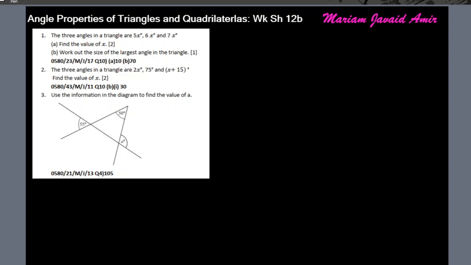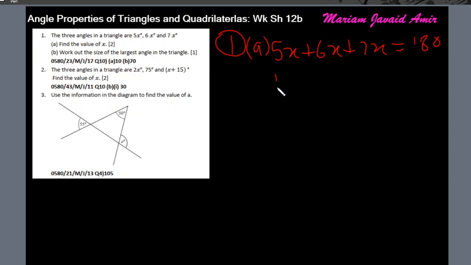So we know from a couple of years ago that the sum of all angles in a triangle equals 180. So we add these angles and set the sum equal to 180. This becomes 18x, since 7 plus 6 plus 5 gives us 18. 18x equals 180, which makes x equals 10.